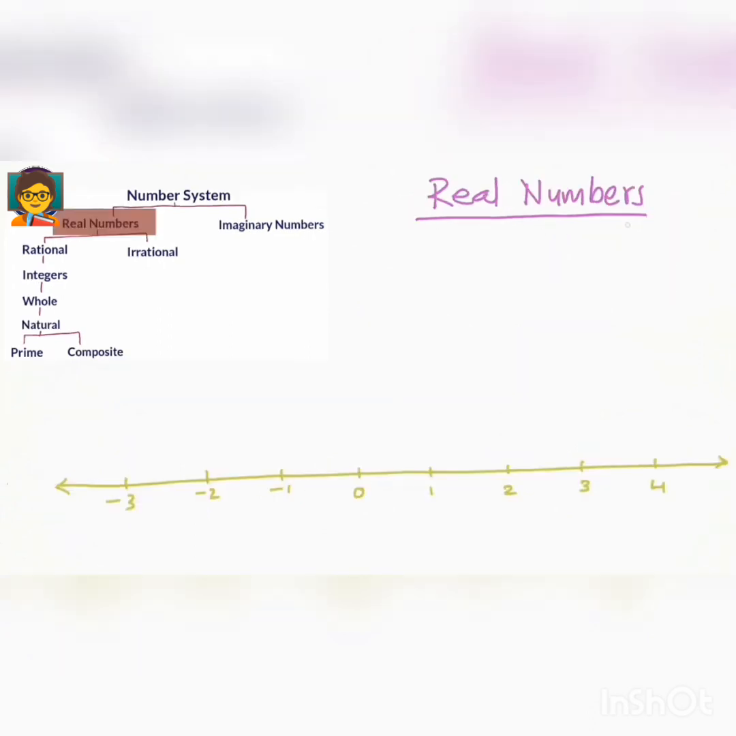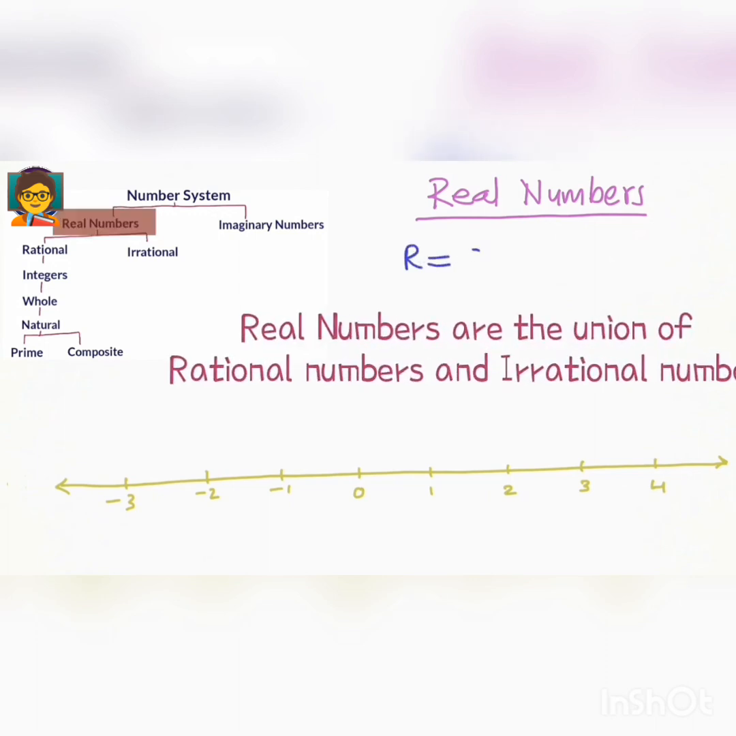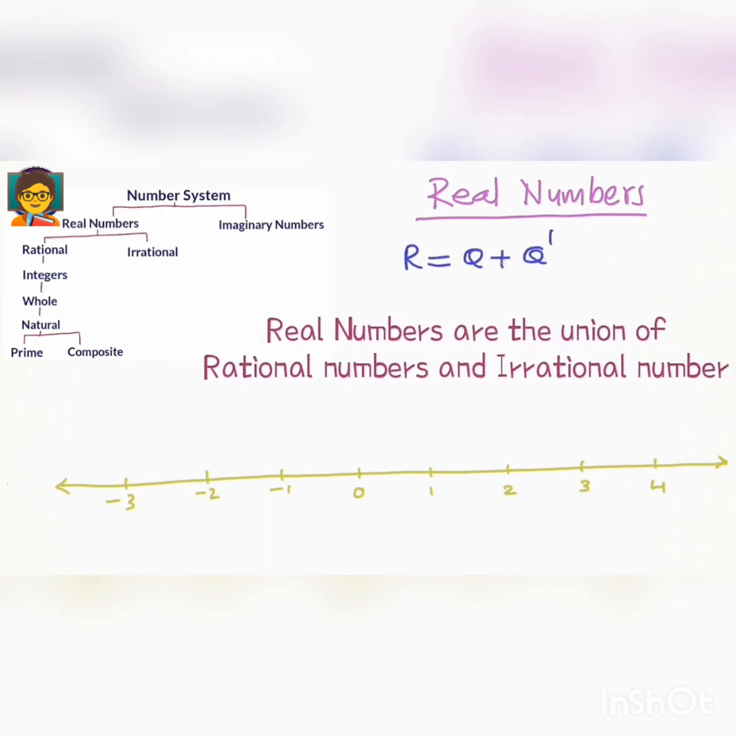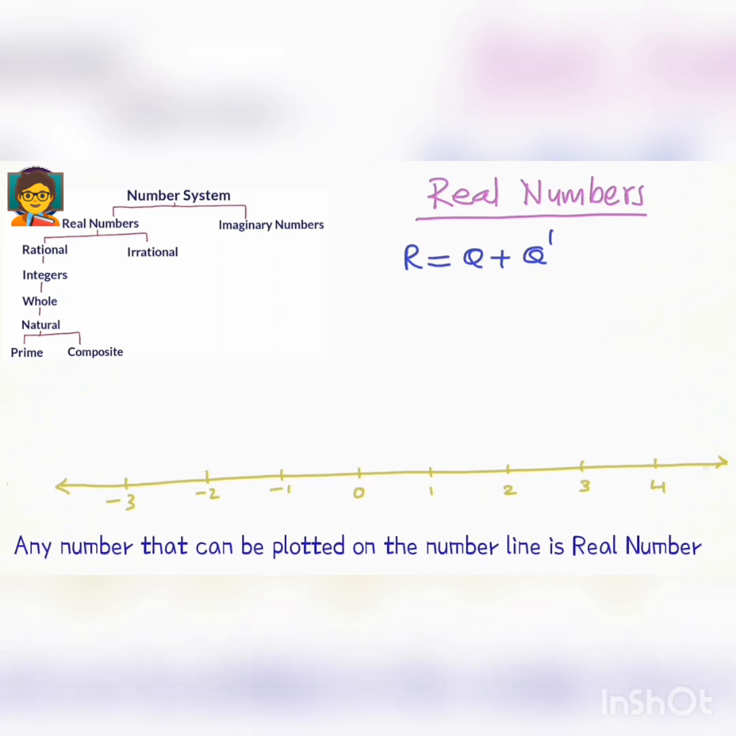Coming to real numbers, the real numbers can be defined as the union of rational numbers plus irrational numbers. So Q is the set of rational numbers and Q complement is the set of irrational numbers. Or we can say any number that can be plotted on this number line is a real number. For example, we can plot this irrational number square root of 2 on this line. We can plot pi here. We can plot minus 2.5 here. We can plot 14 by 3 here. So any number which I can plot on this number line is a real number, in short.